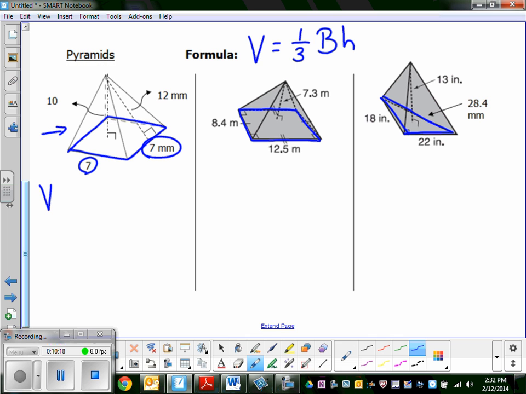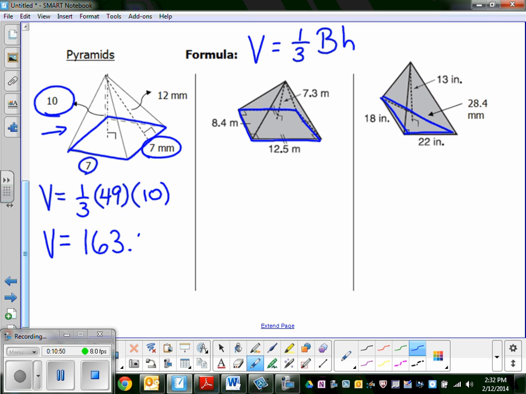We are looking to find the volume. In order to find the area of the base shape, since we're dealing with a square in there, we square our side length. 7 to the second power would give us 49. And we multiply this by the height of our solid, or our pyramid in this case, which happens to be 10. When we multiply this out, we end up getting 163.3, repeating, millimeters cubed. Okay?